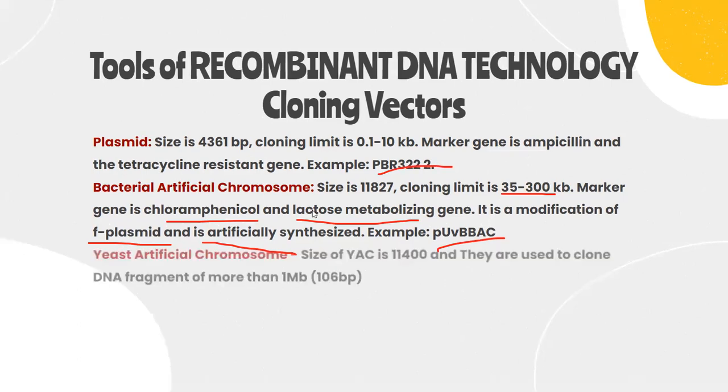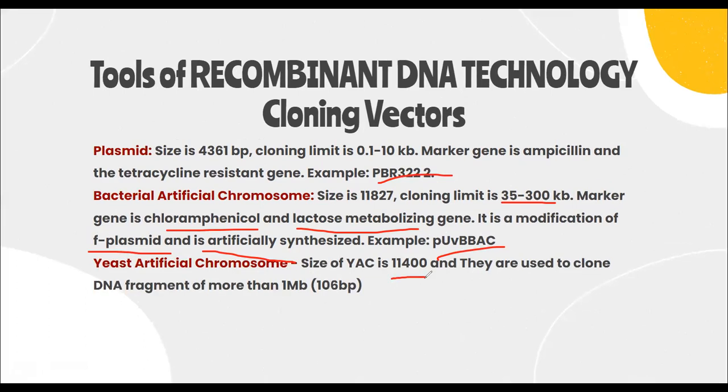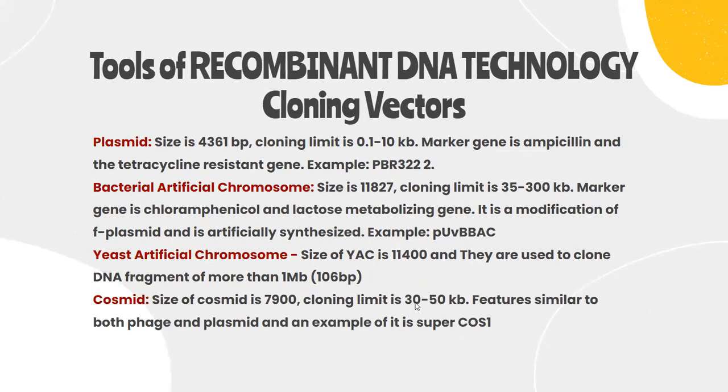Okay. Another is the yeast artificial chromosome. It has a carrying capacity of 1 to 2 megabase pairs. Okay, they are used to clone DNA fragments of more than 1 million base pairs. So basically, as you see, as we are going down, the carrying capacity increases. So it's like this is a bicycle, this is an auto rickshaw, this is a car. Depending upon the size of the vehicle, that many passengers can be boarded onto that vehicle. Okay. And finally, you have the cosmid, which can carry 30 to 50 kilobase pairs of your desired gene.